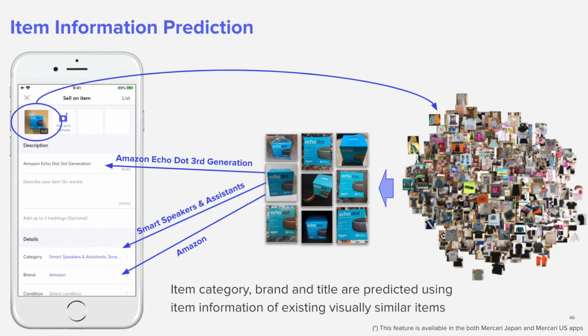Actually, the image recognition feature is running on the similar visual search system. When the item images are sent to the system, visually similar items are extracted. And the item information of the similar items is compiled in a majority voting manner. Then the generated title, category, and brand are returned to the client.